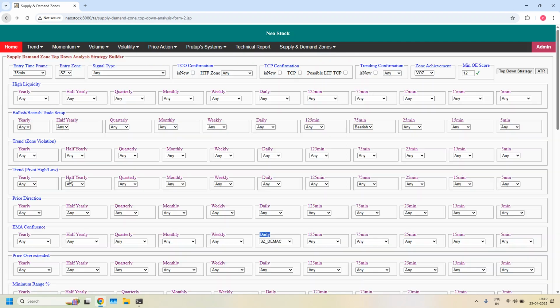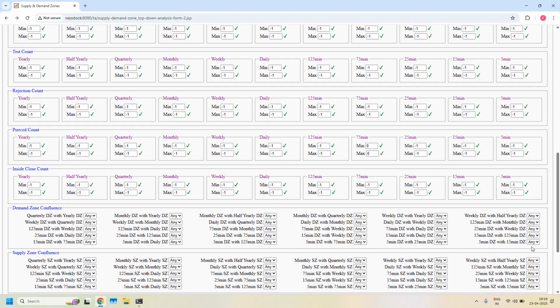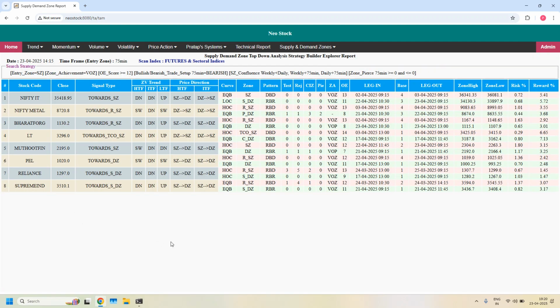Next, LTF, ITF, HTF supply zone confluence stocks we will filter. 75 minutes, daily and weekly supply zone confluence. Sorry, this one. This is already enabled. Next, 75 with weekly, daily with weekly supply zone confluence. With all the 3 filters, we got 8 stocks. In all these 8 stocks, daily, 75 minutes and weekly, all are overlapped with each other.